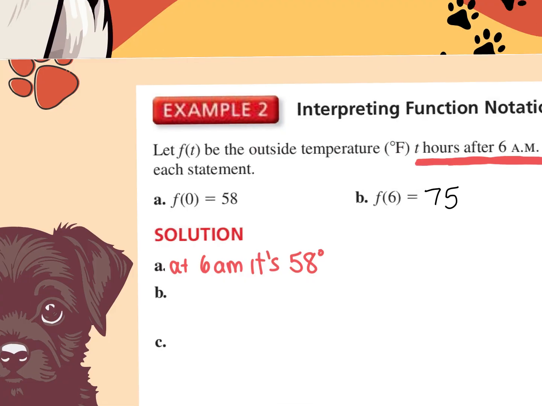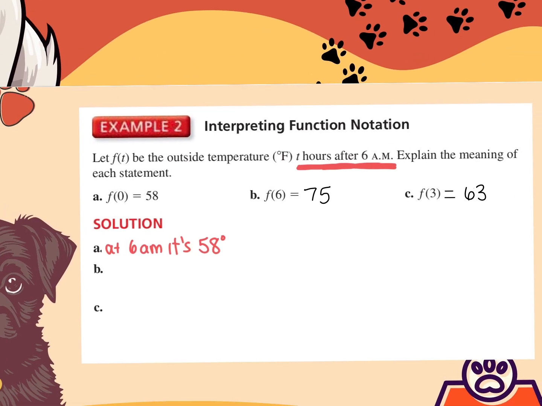Do you agree? Yes. Part B, F of 6 equals 75. What is that going to mean? It's 6 hours after 6 a.m., which is what time? 12, which is noon, right? So at noon, what temperature is it? 75.